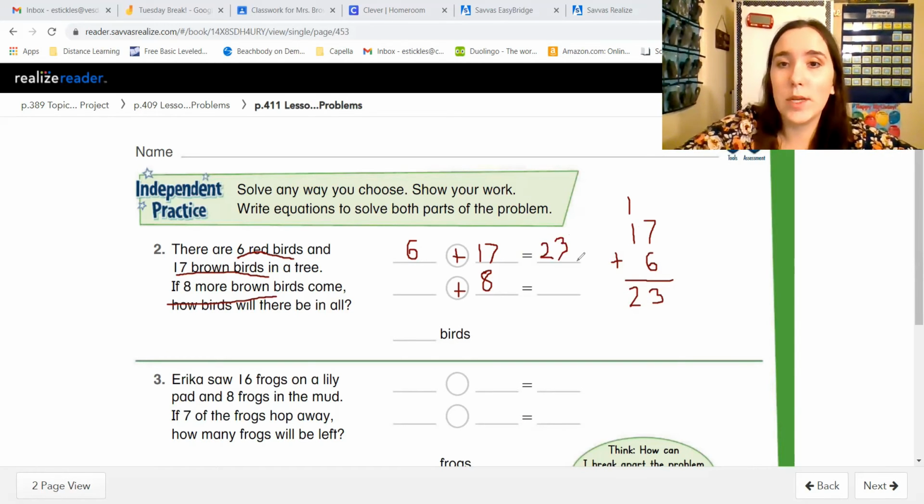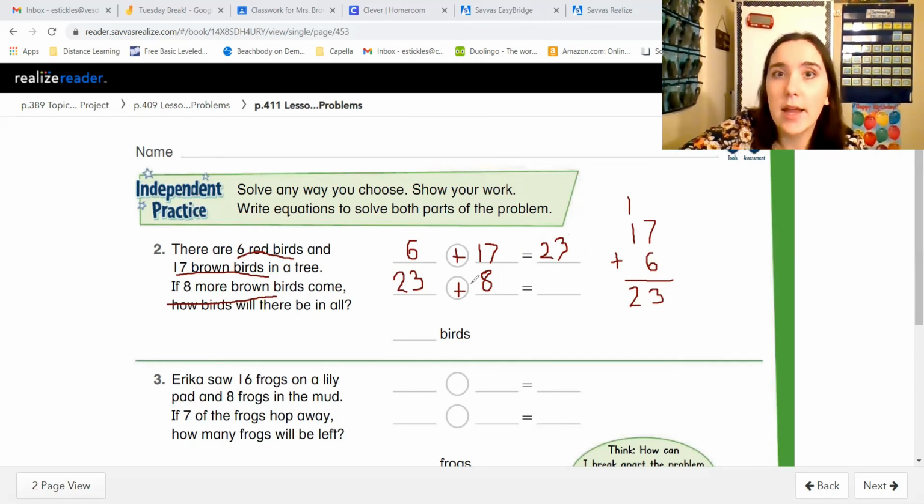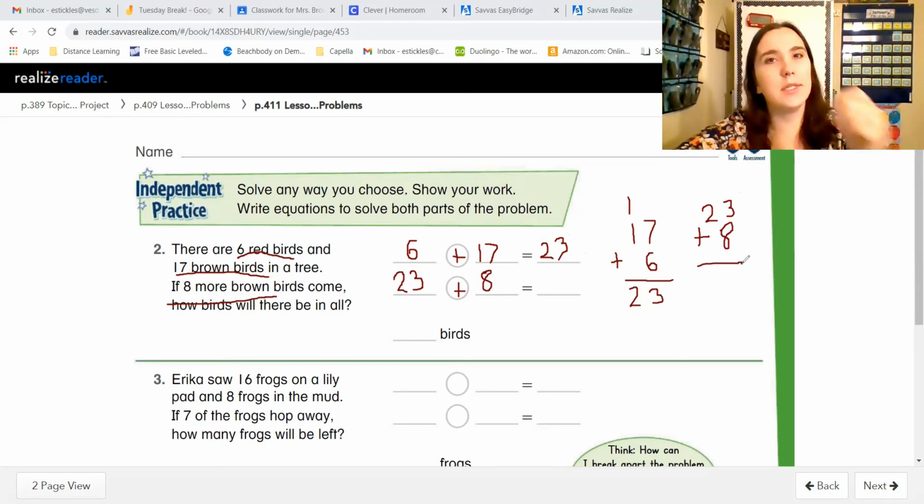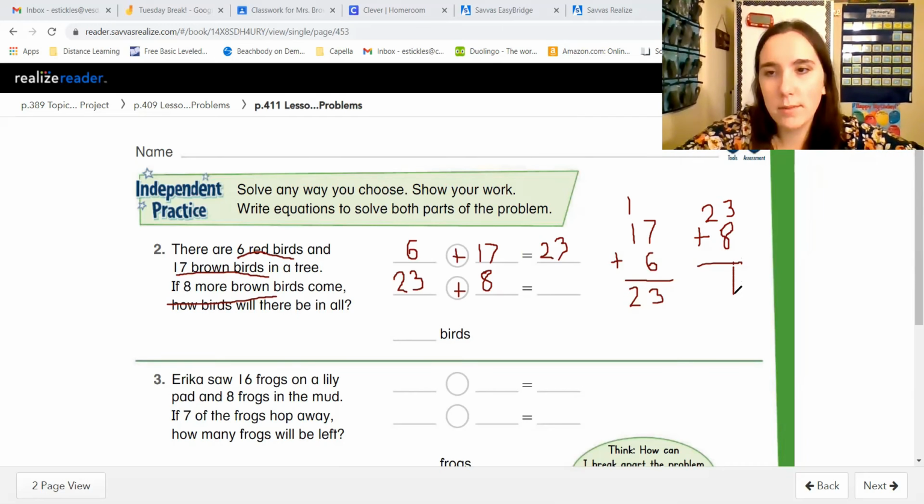Now remember, for our second step, we need to take that 23 and bring it down here. That's going to help us start our second step of our problem. So now we know there are 23 birds, but then they said 8 more come join. So we added 8 more. Now we have to solve that equation. So I'm going to take 23 and I'm going to add 8 more. Let's see. 3 plus 8, what does that equal? 9, 10, 11. So 1 ten and 1 one. And then 1 ten plus 2 more equals 3 tens. So my total number of birds is 31 birds. That's my final answer. Pretty cool.